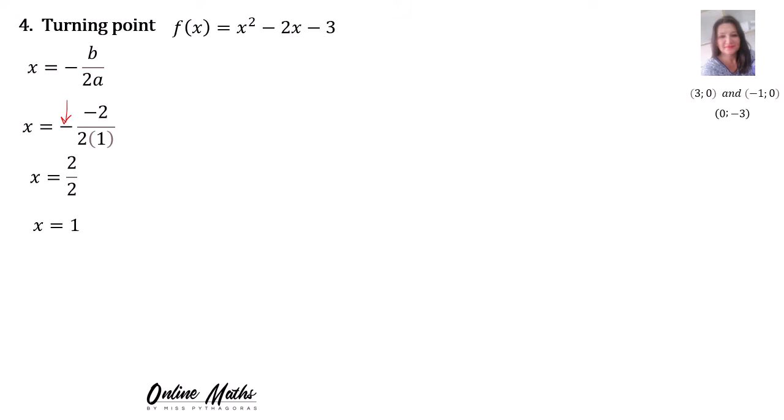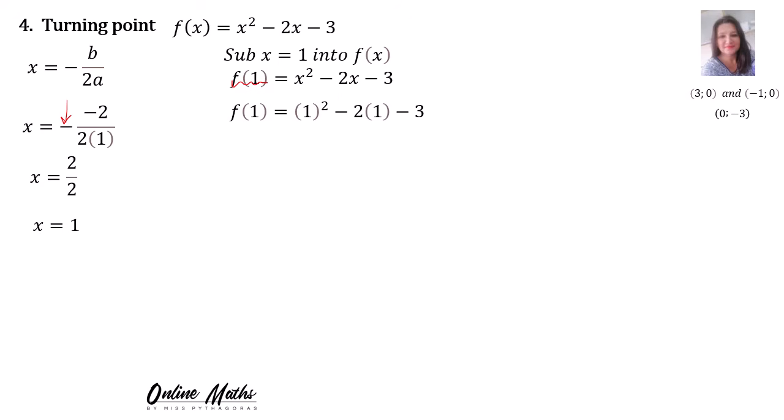To work out the corresponding y coordinate of the turning point, we take x is equal to 1 and we substitute it into f of x. Therefore, in x's place, and can you see this is the correct way of showing me that you're going to substitute 1 in x's place. And it becomes bracket 1 squared minus 2 times bracket 1 minus 3. And when you work that out, 1 minus 2 minus 3, therefore the y will be negative 4. And as a coordinate, the turning point is (1, -4).